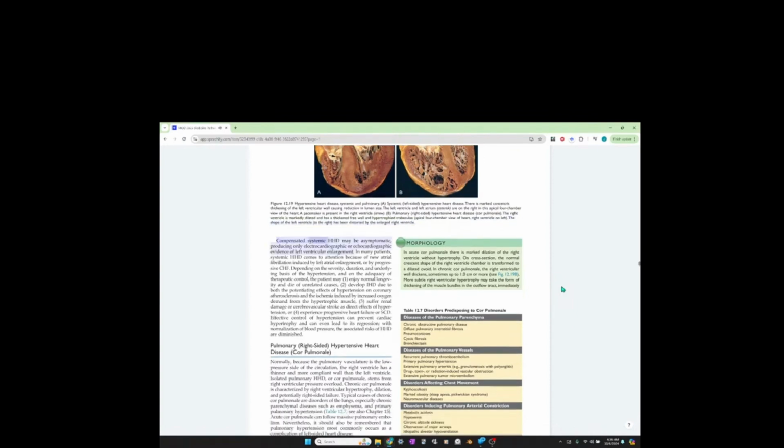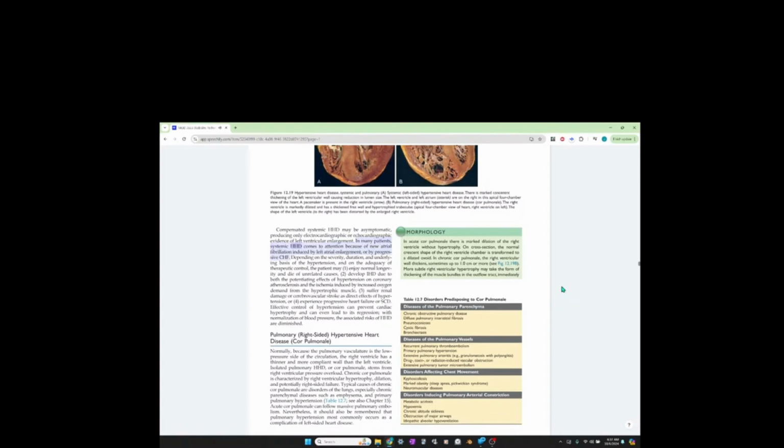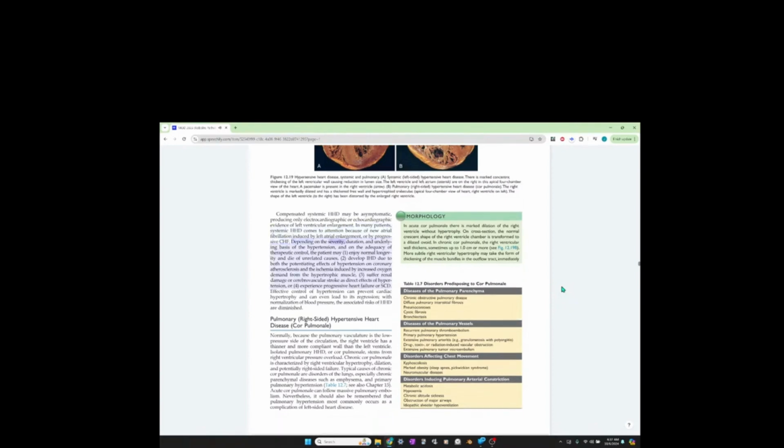Compensated systemic HHD may be asymptomatic, producing only electrocardiographic or echocardiographic evidence of left ventricular enlargement. In many patients, systemic HHD comes to attention because of new atrial fibrillation induced by left atrial enlargement or by progressive CHF. Depending on the severity, duration, and underlying basis of the hypertension, and on the adequacy of therapeutic control, the patient may enjoy normal longevity and die of unrelated causes, develop IHD due to both the potentiating effects of hypertension on coronary atherosclerosis and the ischemia induced by increased oxygen demand from the hypertrophic muscle, suffer renal damage or cerebrovascular stroke as direct effects of hypertension, or experience progressive heart failure or SCD.